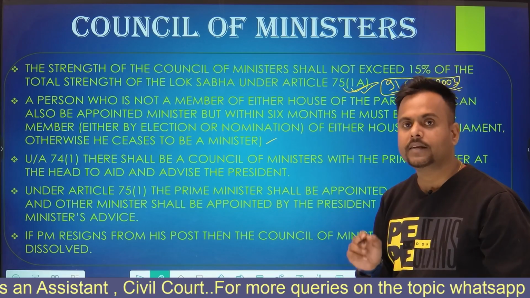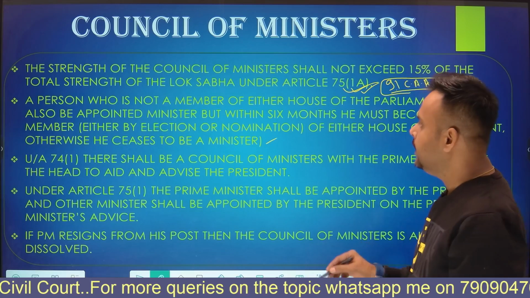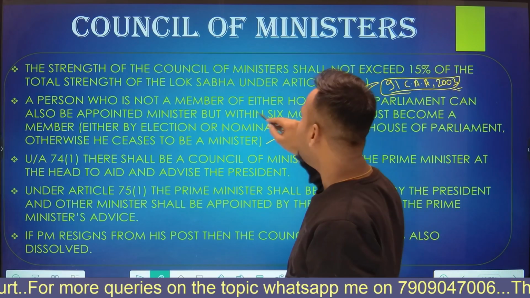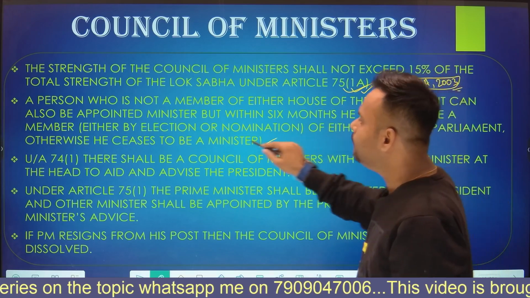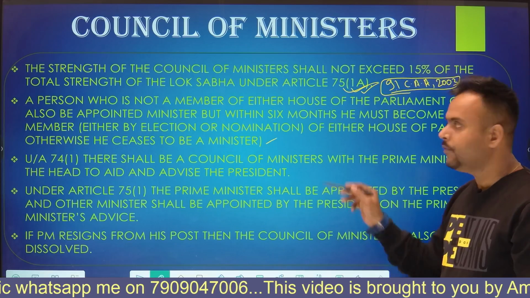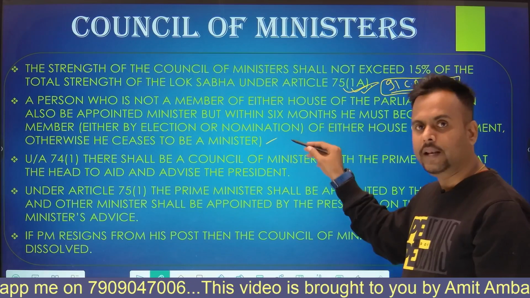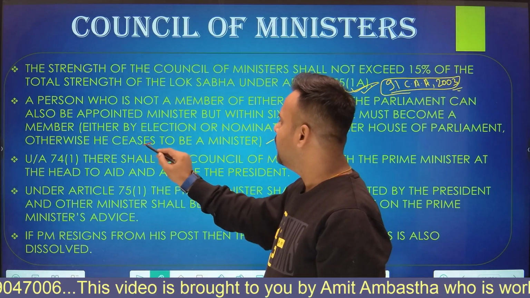But there is a condition. Within the span of 6 months, he has to become a member either by election or by the nomination process. Otherwise, if he or she fails, then he ceases to be a minister. That means he is ended. He cannot be the minister.